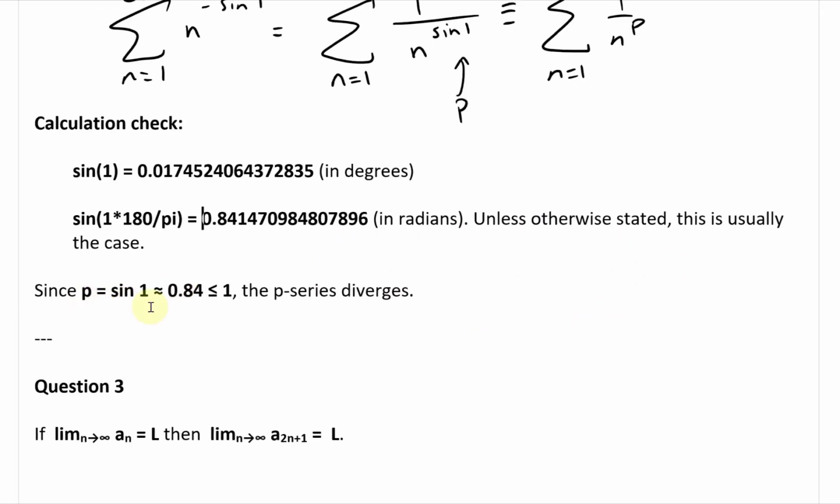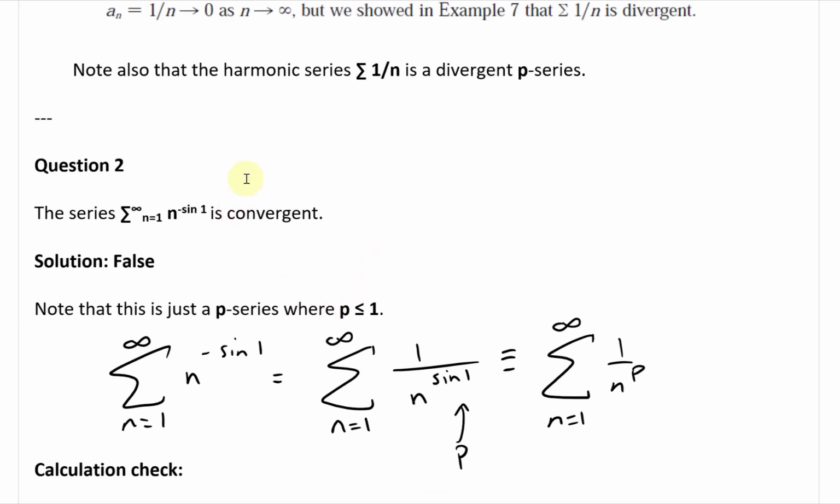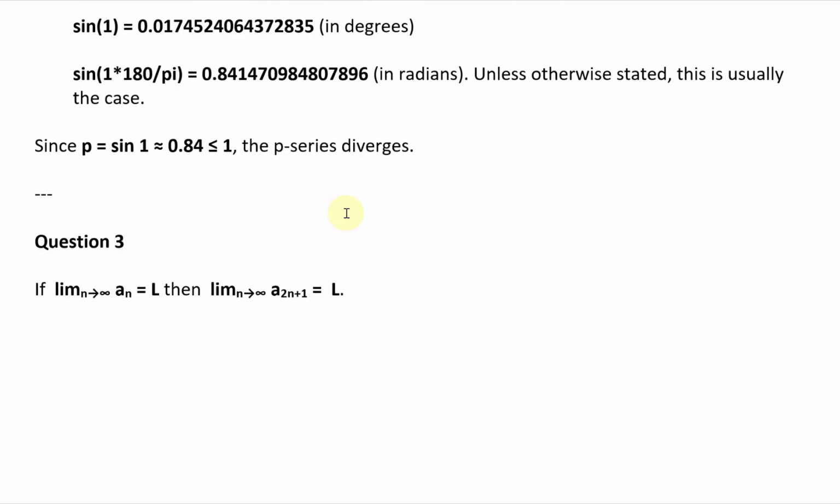So p equals sine 1, which is approximately 0.84, which is less than or equal to 1. And this p-series diverges. So this is false. It is actually divergent, not convergent. So that's very interesting.